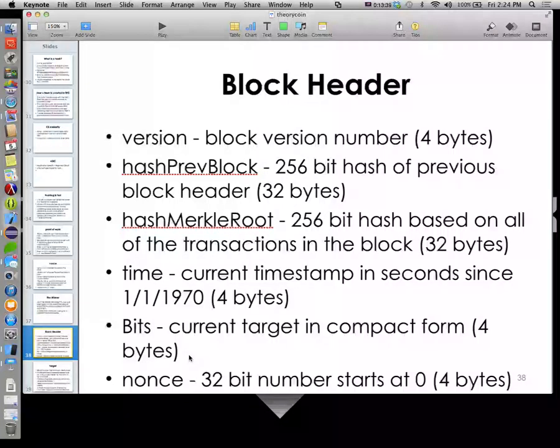The nonce allows us to make guesses within a second before time changes. Because we'll make the first guess with a nonce of 0, the second guess with a nonce of 1, the third guess with a nonce of 2, the fourth guess with a nonce of 3, and so on and so forth.